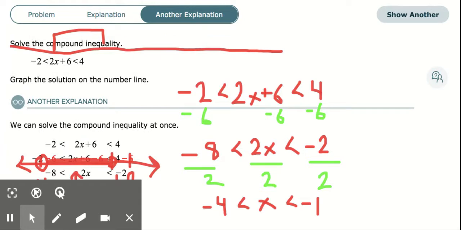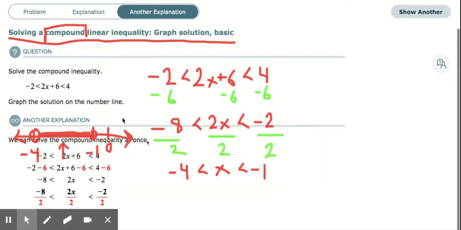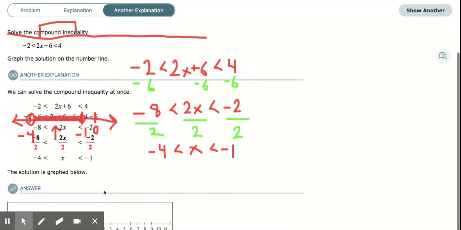And let's look at the explanation. And here you can see -4 is less than x is less than -1.